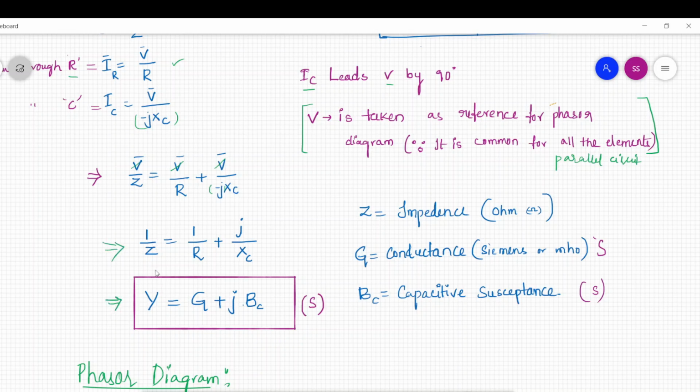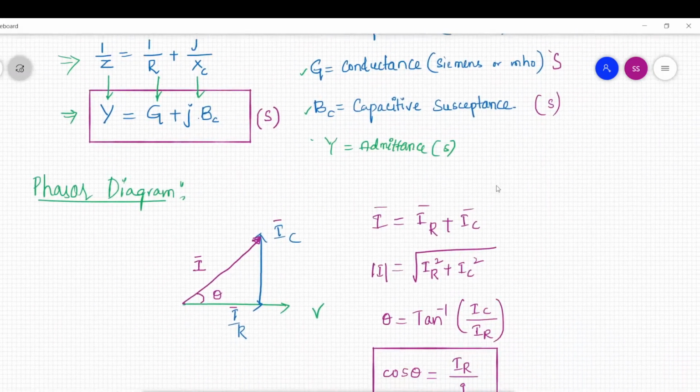Now in this expression, 1 by Z can be replaced with Y, 1 by R can be replaced with G, and 1 by XC can be replaced with susceptance BC. Here BC stands for capacitive susceptance. Z is impedance, G is conductance, BC is capacitive susceptance, and Y is admittance. These are in Siemens. Now let us see the phasor diagram.